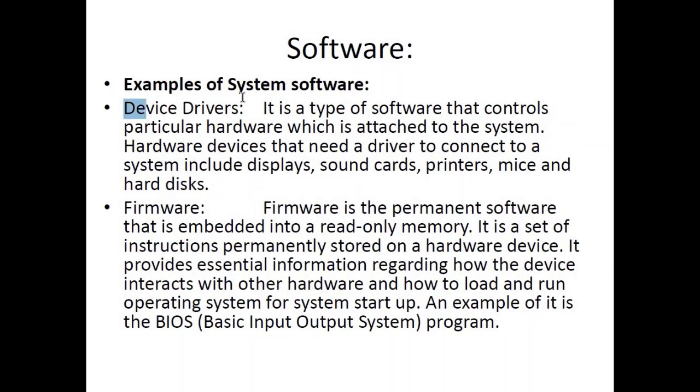Examples of system softwares include device drivers. It is a type of software that controls a particular hardware which is attached to the system. For example, if you have a keyboard attached to your system, then there is some form of software that allows the keyboard to communicate with your processor, or that tells the processor which key is pressed. If you have a CD or DVD ROM in your computer, then there has to be a specific driver software for that ROM, which lets the operating system communicate with it and read the information present on the CD or DVD placed inside. If you uninstall the device driver, then your operating system would not be able to read the data if you place a CD or DVD inside that ROM.